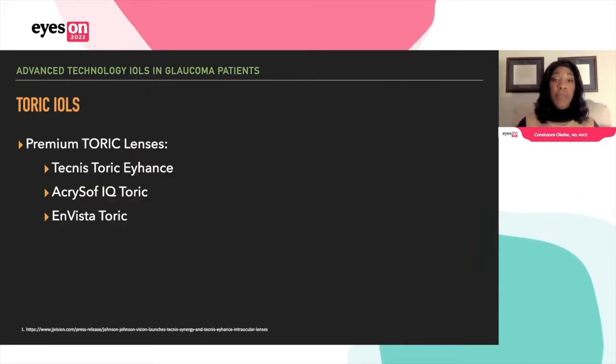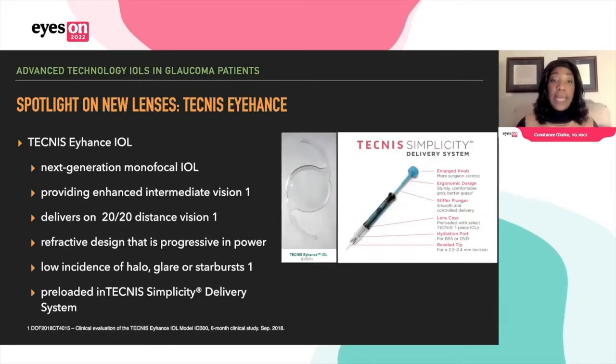So we have a number of different premium toric lenses. We have the Tecnis toric Eyhance lens, the Acrysof IQ toric lens, and the Vivity toric lens. I'm going to highlight one of the newer lenses, the Tecnis Eyhance lens. This is a monofocal IOL that also provides excellent intermediate vision, delivering excellent distance vision and also having a refractive design that is progressive in power.